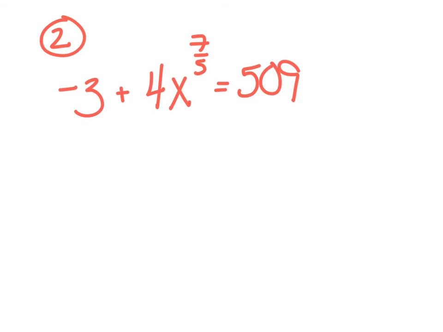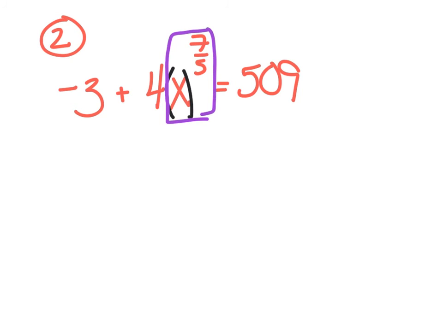Number 2, -3 plus 4x to the 7/5 equals 509. So again, that first step is the most important. Who is the 7/5 sitting on? The 4x or just the x? Hopefully your gut is saying just the x. So I put that in a little box and say that's who I need to get by itself. That's my goal number 1, is to get that by itself.